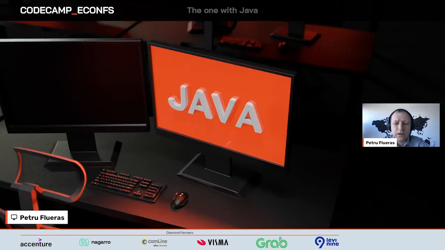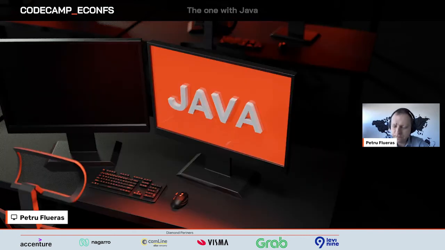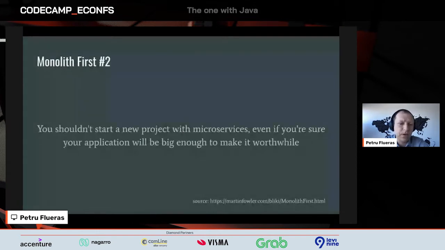So Martin Fowler recommends us to start with a monolith first. Good. So the conclusion is pretty clear. You shouldn't start a new project with microservices, even if you're really sure your application will be big enough to make it worthwhile. So go from the very beginning with the monolith.